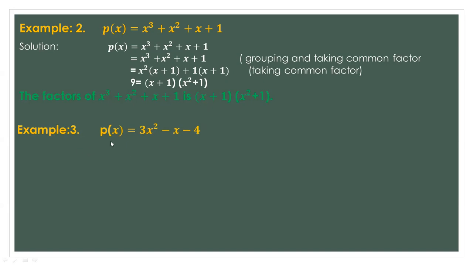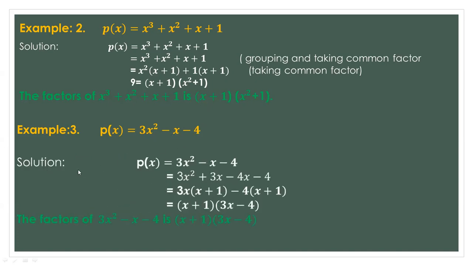Find the factors of p of x is equal to 3x square minus x minus 4. So here we have a solution. p of x is equal to 3x square minus x minus 4. Splitting up the middle term, that is 3x square plus 3x minus 4x minus 4. Minus 4x plus 3x becomes minus x.